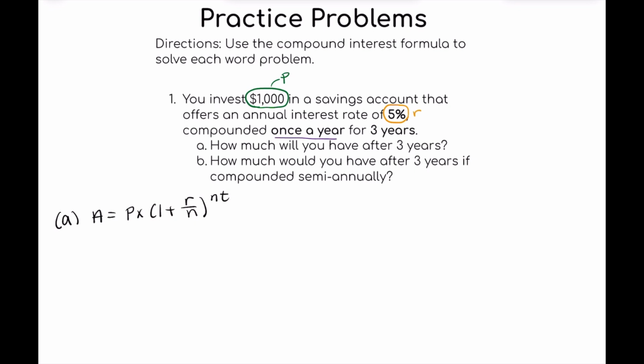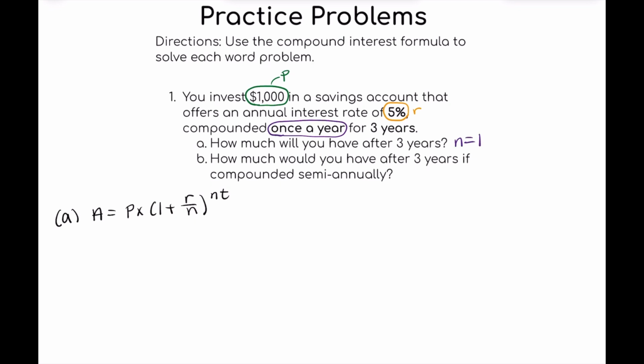So let's go through here. I already wrote the equation of compound interest out, and we're labeling our principal, our rate, our 2 values for N. We're going to do a side by side. We have when it's compounded once a year and when it's compounded semi-annually. So we'd have N equals 1 for part 1 and N equals 2 for part 2. And then our T value here, the number of years stays the same.